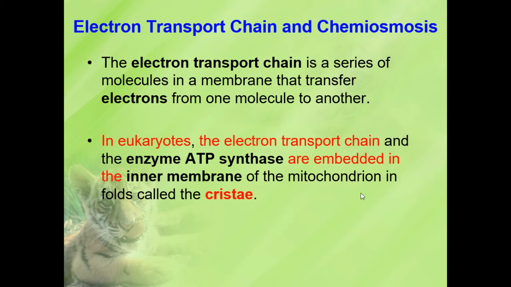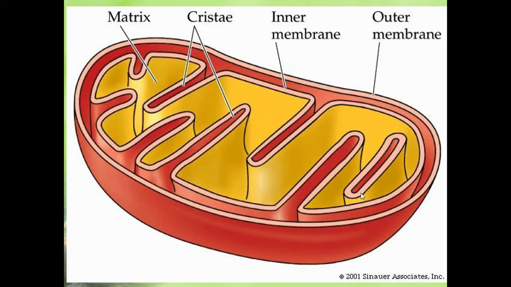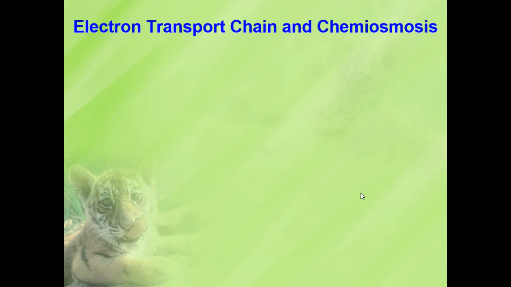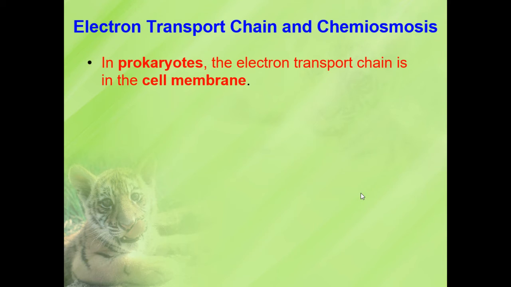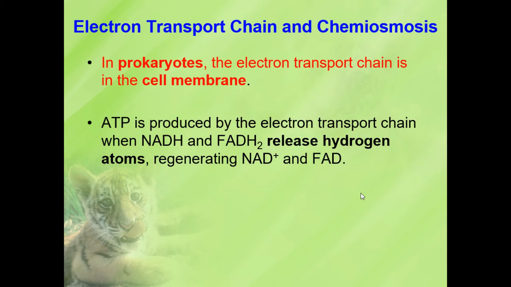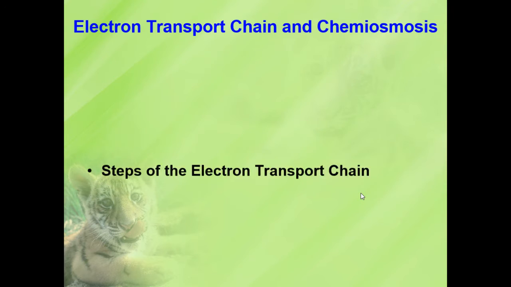So in eukaryotes, the ETC, and that's how I'm going to refer to it from now on instead of saying electron transport chain, and the enzyme ATP synthase are embedded in the inner membranes of the mitochondrion, folds called the cristae. So that's what the mitochondria looks like if you cut it in half. In prokaryotes, the ETC is in the cell membrane. ATP is produced by the electron transport chain when NADH and FADH2 release hydrogen atoms, regenerating NAD+ and FAD.